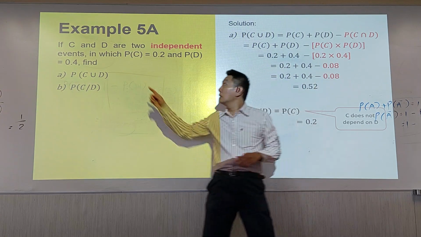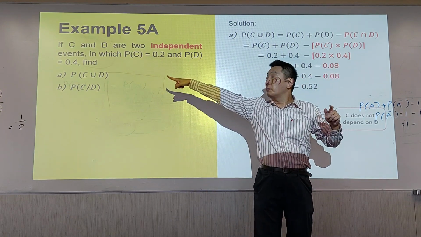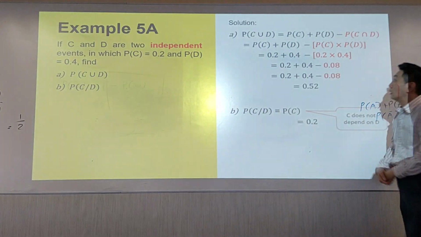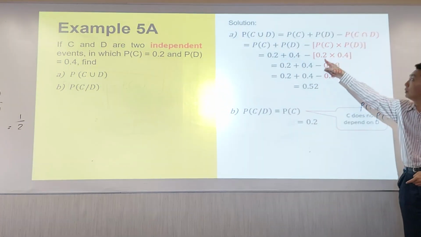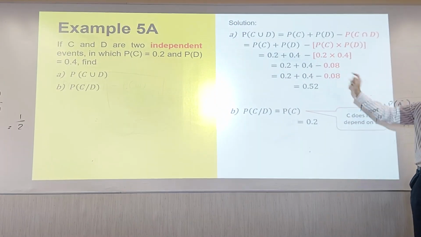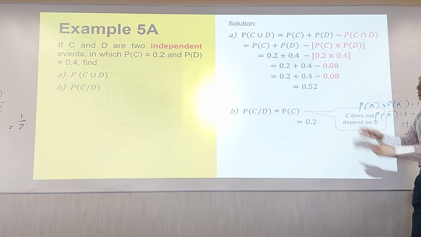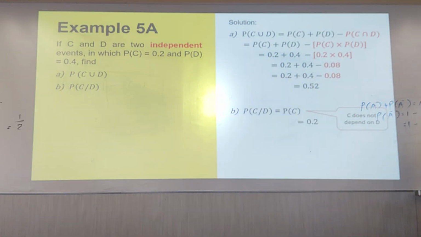Probability C here, multiplied by probability D from the question. Let's simplify this part. We apply the BODMAS rule. Multiply first, you get 0.08. Then sum and also subtract these numbers. You get 0.52.